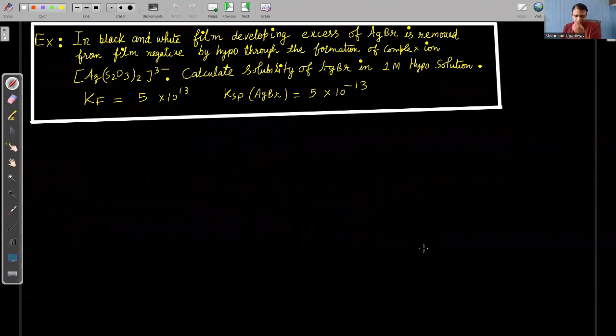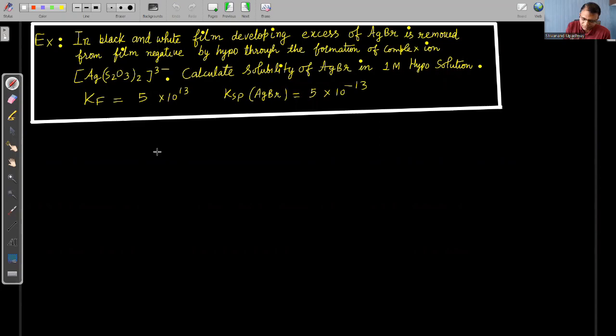So here is the example: in black and white film developing, excess AgBr is removed from the film negative by hypo solution. Hypo solution is Na2S2O3 solution, through the formation of a complex ion. This is the complex ion. Calculate the solubility of silver bromide in 1 molar hypo solution. K formation of this complex ion is 5 into 10 to the power 13, and Ksp of silver bromide is 5 into 10 to the power minus 13.